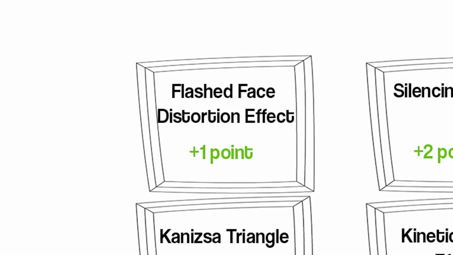Flashed face distortion effect. When you focus on the center of the cross, the faces on either side appear distorted and unsettling. This intriguing phenomenon was discovered accidentally, and researchers still don't fully understand its cause. Some theories suggest it's due to rapid peripheral visual processing, where our brain blends features from the faces, exaggerating their differences. If you knew this illusion, you win 1 point.